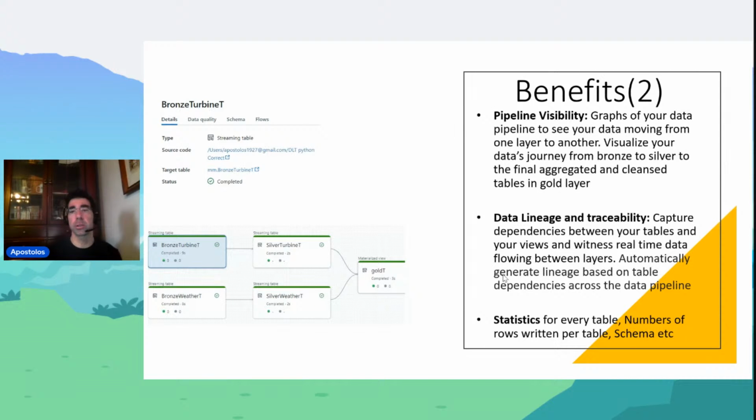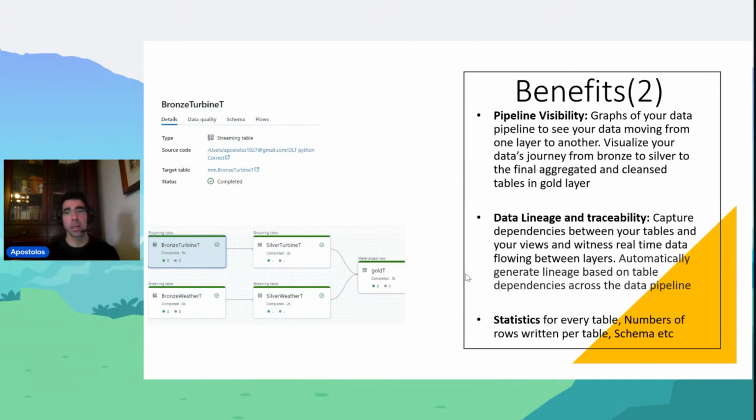One of the main benefits of Delta Live tables, and I would say the main benefit, is the pipeline visibility. We have the graphical representation of the data pipeline. We can see the data moving from one layer to another. We can visualize the journey of the data from the bronze layer to the silver layer to the gold layer. We have data lineage and traceability. We capture the provenance of the data. We have the origin of the data. We capture the dependencies between the tables, and we can witness real-time data flowing between the layers.